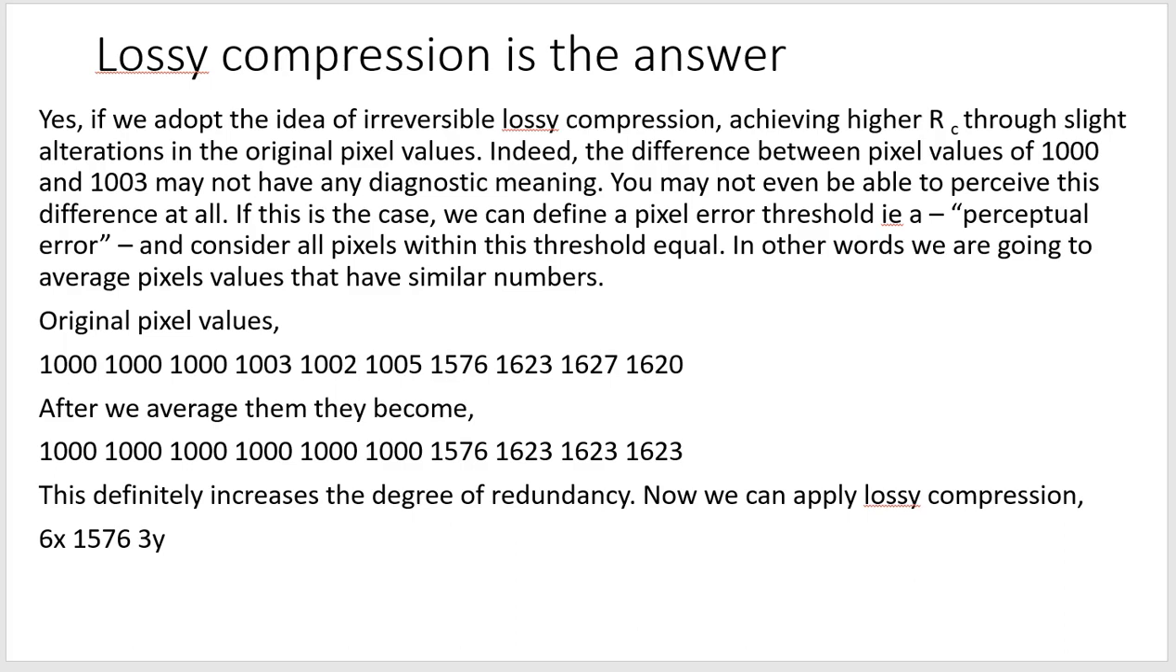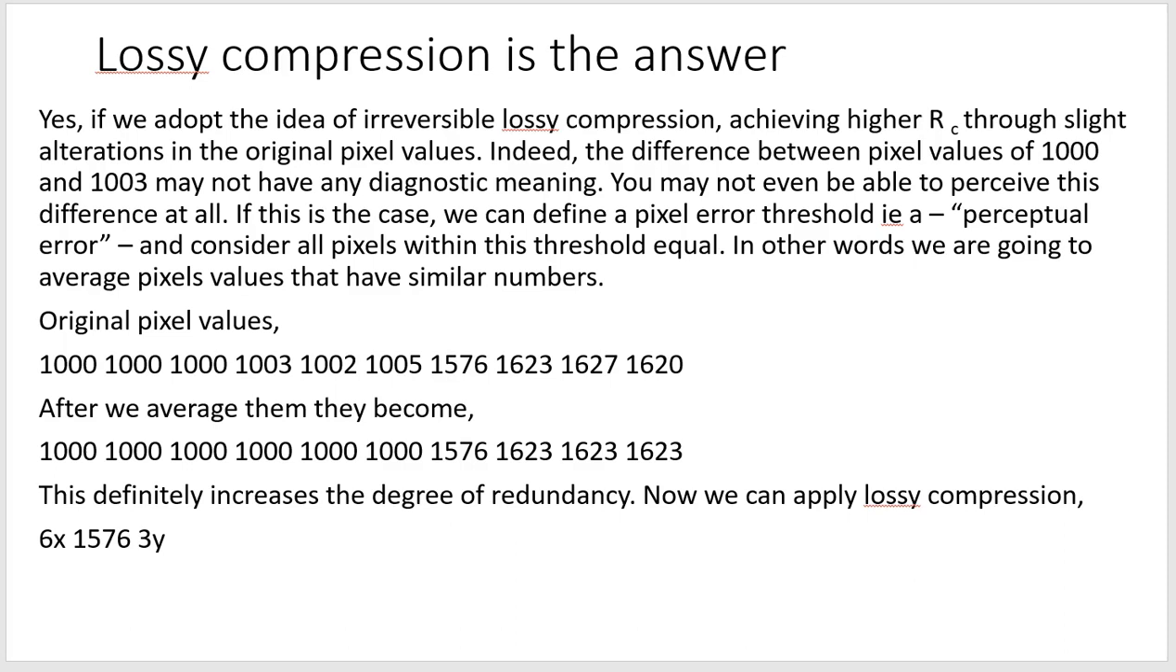If we adopt the ideal of irreversible lossy compression, achieving our RComp through slight alterations in the original pixel values, indeed, the difference between pixel values of 1000 and 1003 may not have any diagnostic meaning. You may not even be able to perceive this difference at all. If this is the case, we can define a pixel error threshold, i.e. a perceptual error, a difference you can see with your eyes, and consider all pixels within this threshold to be equal. In other words, we're going to average pixel values that have similar numbers.